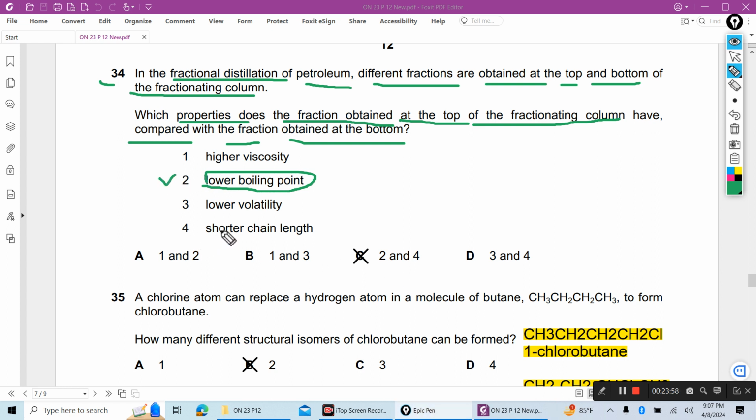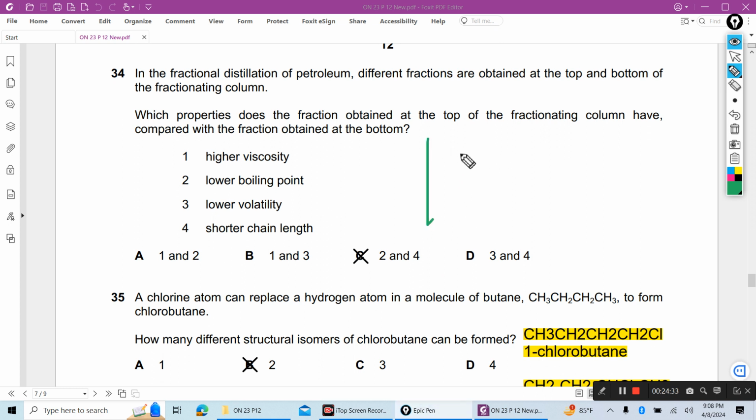And shorter chain length means lower molar mass. So at the top will be lower boiling point and shorter chain length, shorter hydrocarbon, and at the bottom that will be high viscosity. So 2 and 4 is the correct answer.